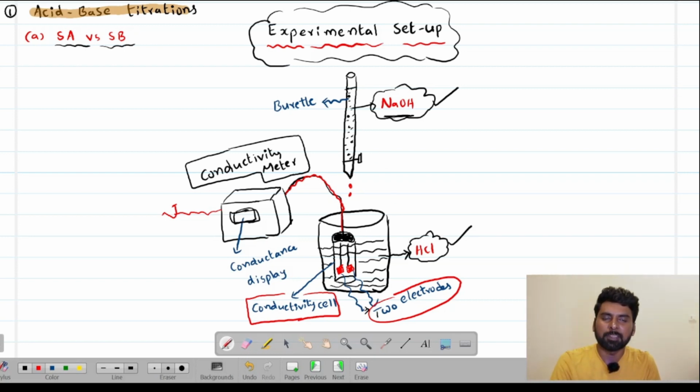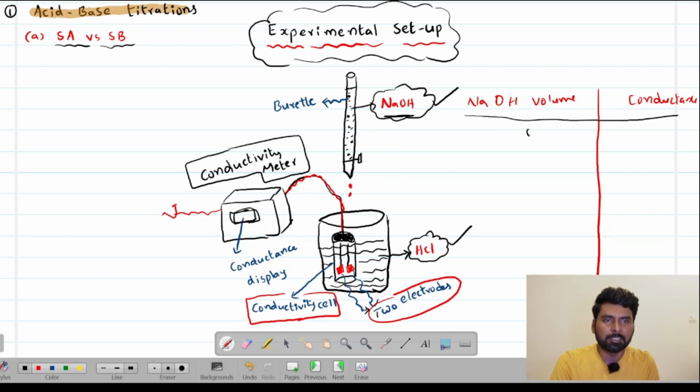So how to do this titration? Simply from the burette I am going to add NaOH, but first I will check the conductance of pure HCl. So here I am taking NaOH volume and conductance. Whoever performs a conductometric titration will prepare this table. Initially they don't add NaOH from the burette. They will check the conductance of pure HCl. They will get some value, say something like 1.